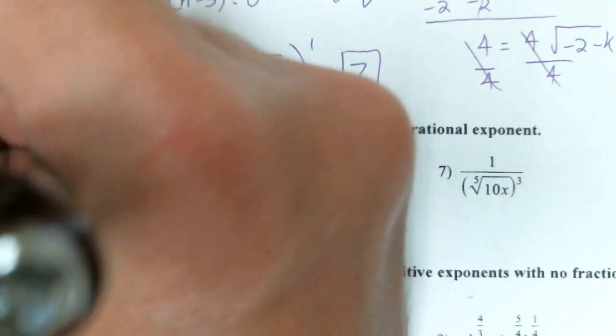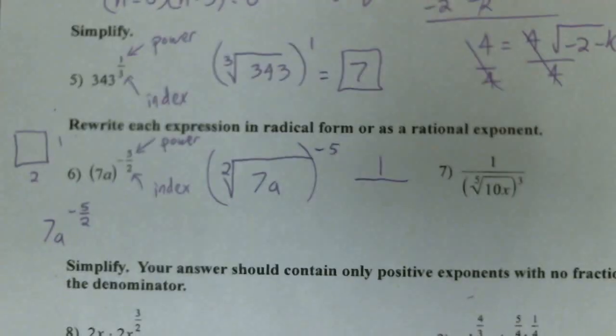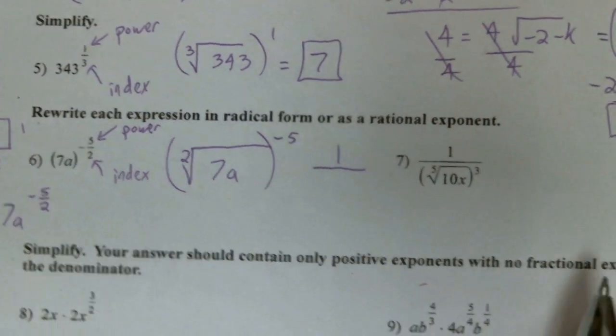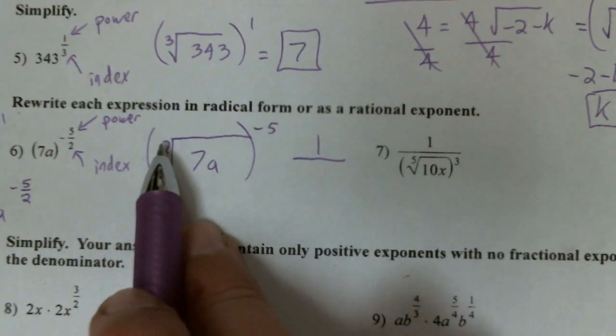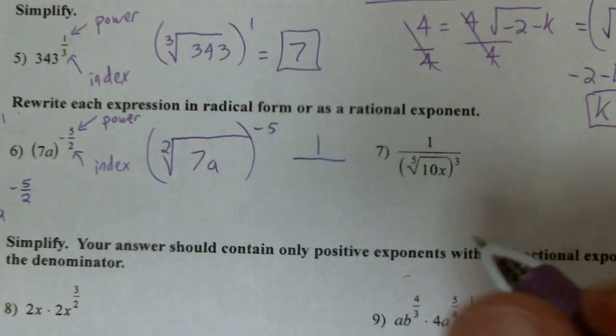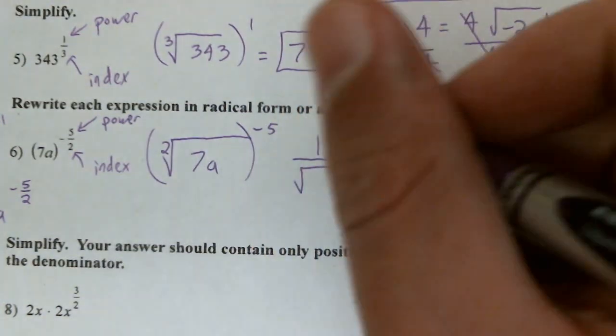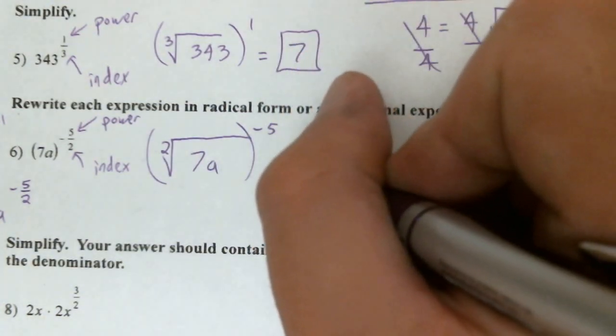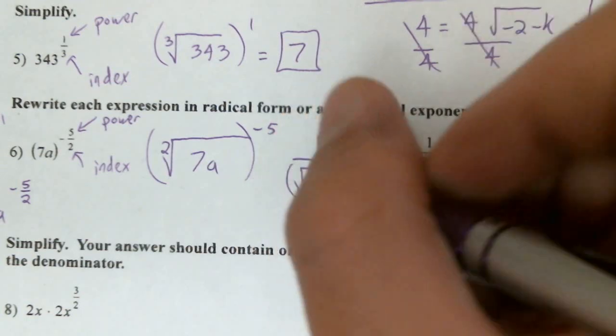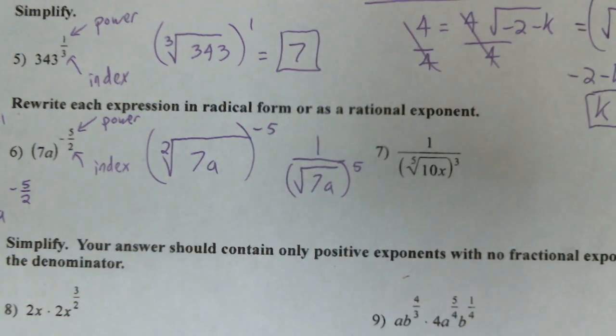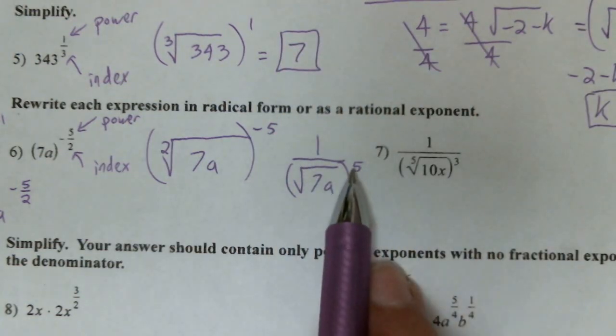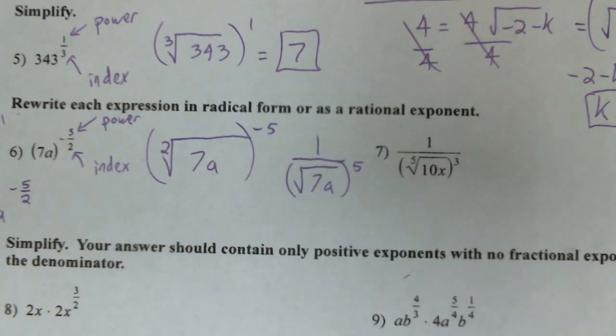Second root, the square root. Length times width, I'm taking the second root. So if there's nothing there, guys, it's understood to be the second root, the square root. So I don't need to write that. So I'll just write square root of 7a, and all of that is being raised to the 5th power. Okay, power over the understood index of 2.